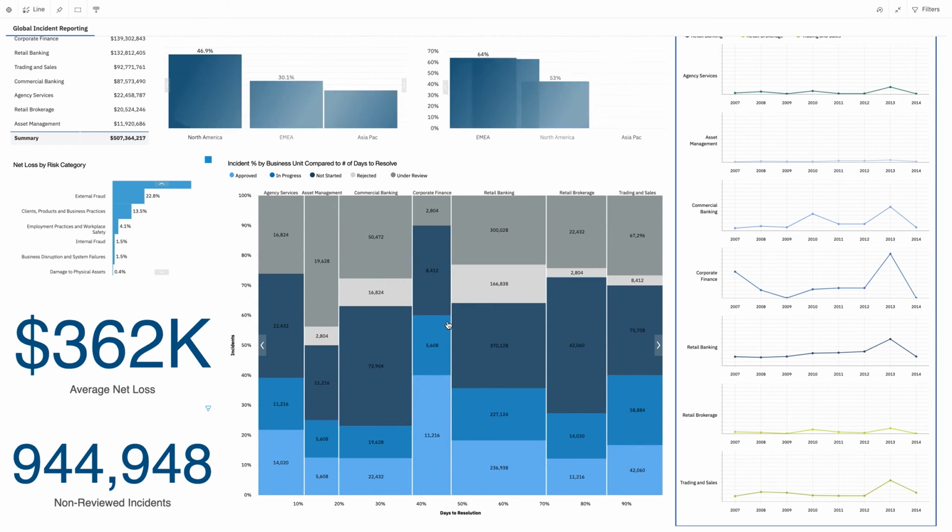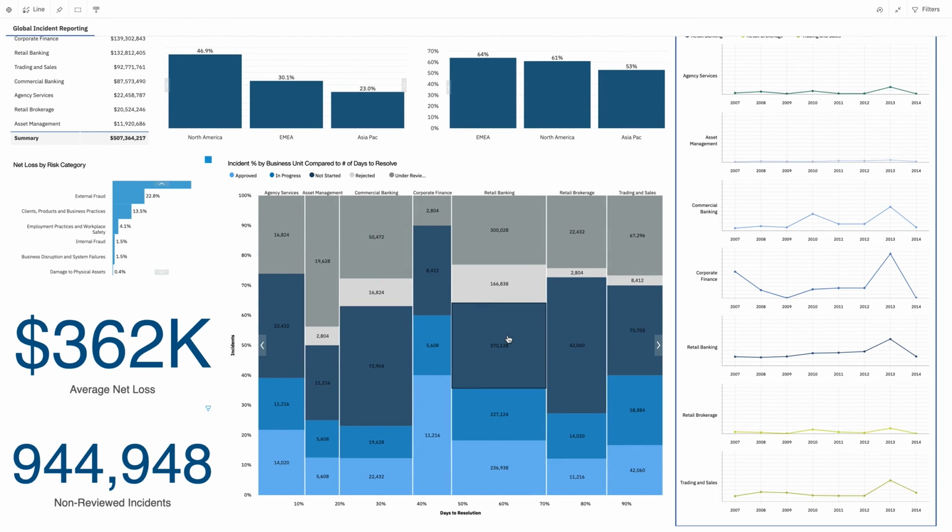And as you can see, the largest category by size falls under retail banking, where they've had by far the most incidents at 370,000, which have taken the longest amount of days to resolve. Not a bad place to hire some contract workers here on a temporary basis to clear out the backlog.